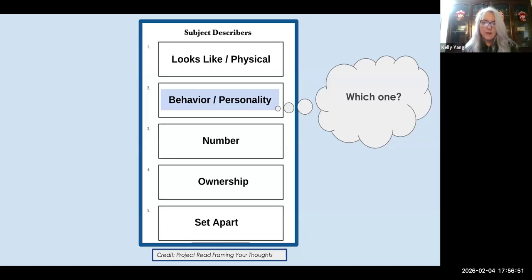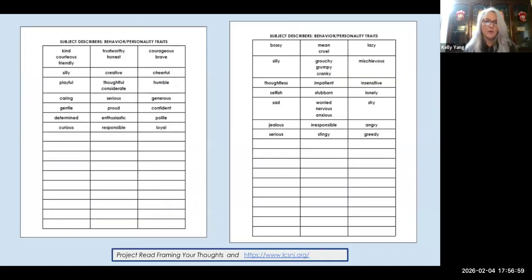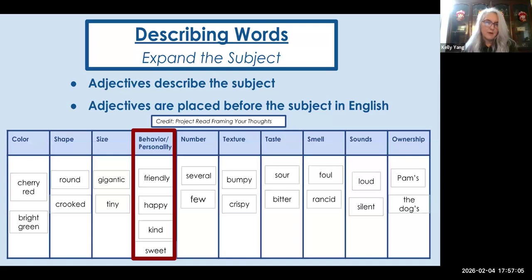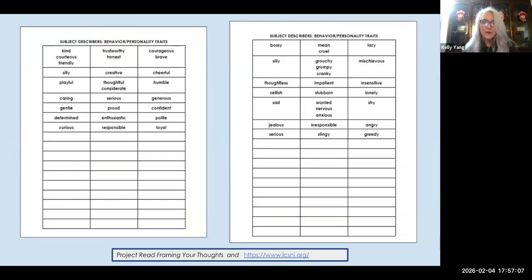The next type of subject describer, we call it behavior and personality. So these are your character trait type words, or words like for animal behavior. And you can see some of them written here, like friendly, happy, kind, stingy, irresponsible, and mischievous. Lots of great words.